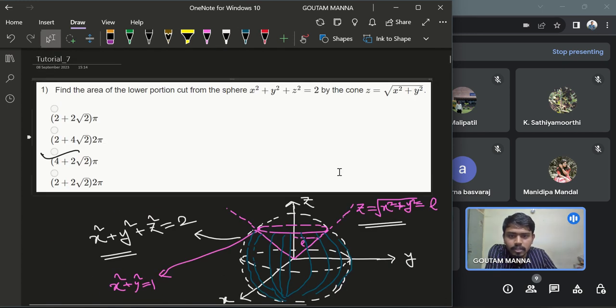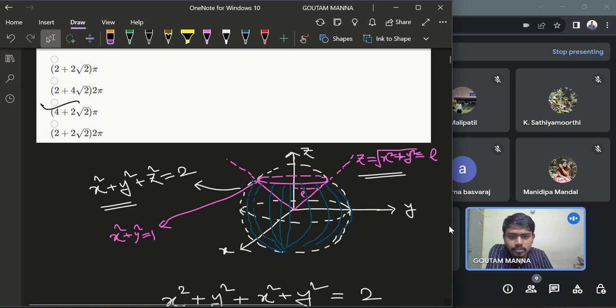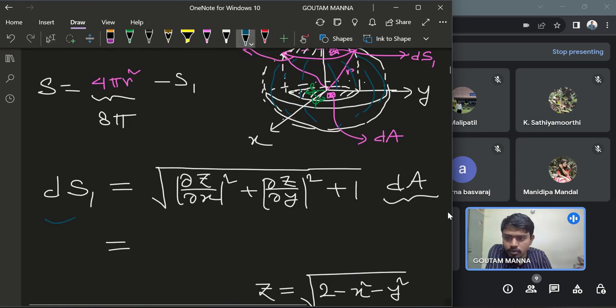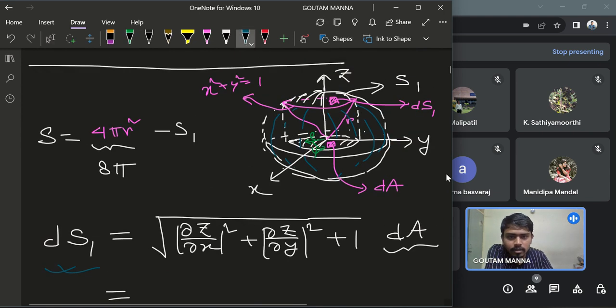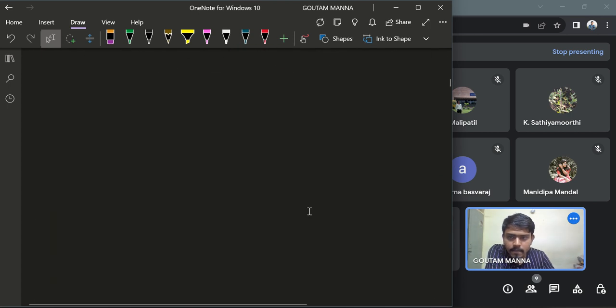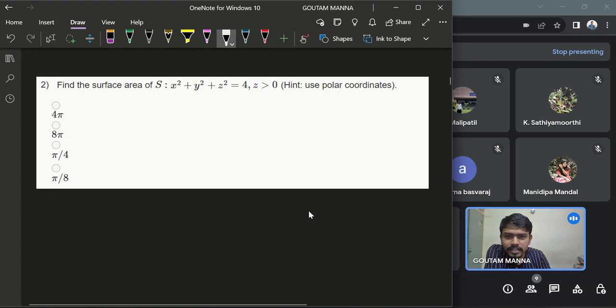Okay, so there are two ways here you can integrate. You can either integrate throughout the sphere, or you can integrate on a plane. How that projection can be done is given by this equation. This dS1 is the area element on this curved surface, and if we want to project it onto the plane, then the plane area element is dA, which should be multiplied by this term. This is very easy. We are asked to find the surface area of a sphere of radius 2.